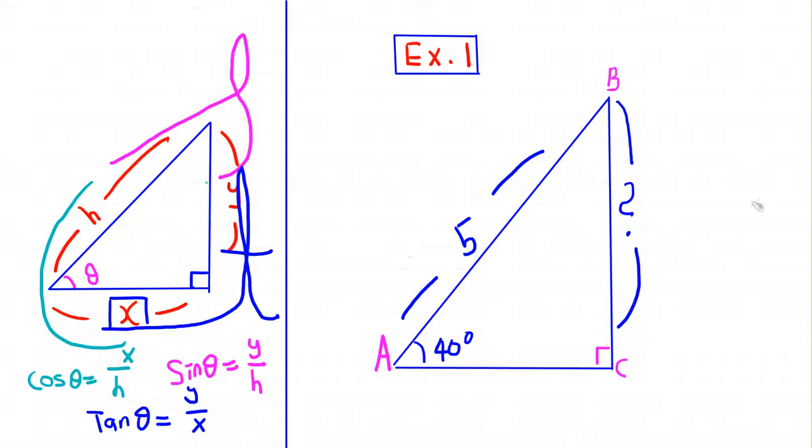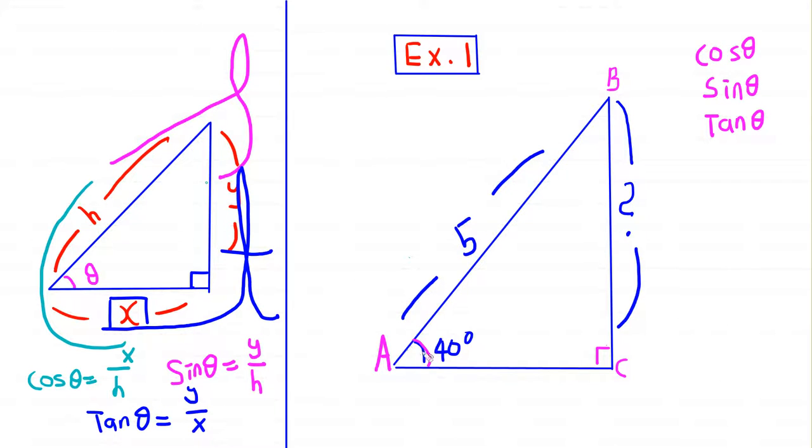And let's apply this method to this example right over here. We know that this angle is 40 degrees, which means our central angle is 40 degrees. They gave us the length of the hypotenuse, which is 5, and they asked us to find the length of BC. Let's apply cosine first. So I'll write cosine theta, sine theta, and then tangent theta.